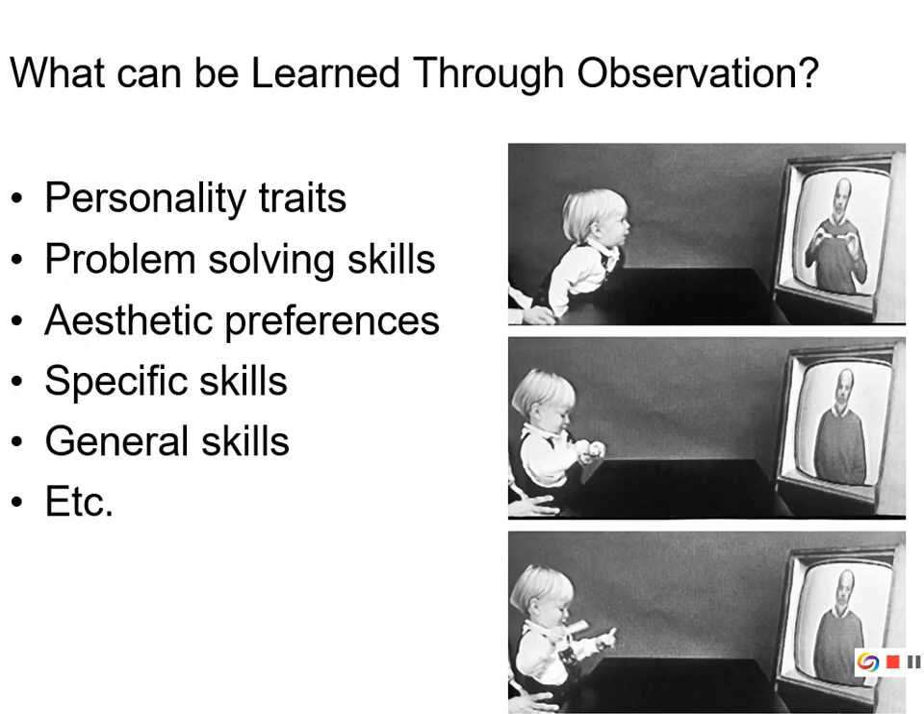I like that. So it turns out that observational learning can be used for a lot more than just very specific behaviors. General patterns can be taught as well. Personality traits, problem solving. Look at this little kid solving a problem. That's awesome, okay? My favorite one was actually in a, they have this bowling game, okay?